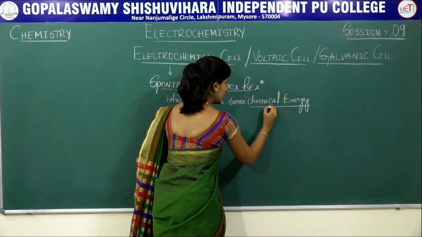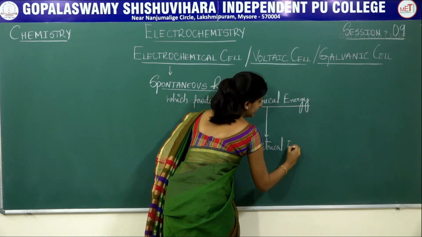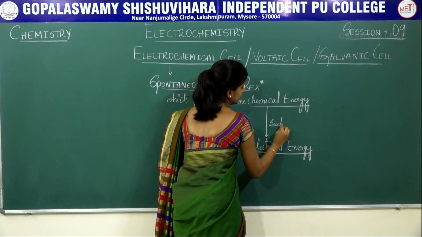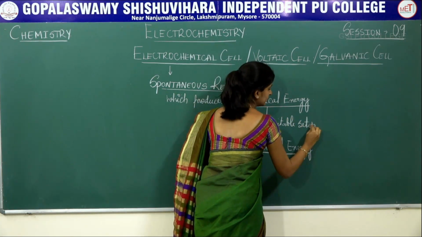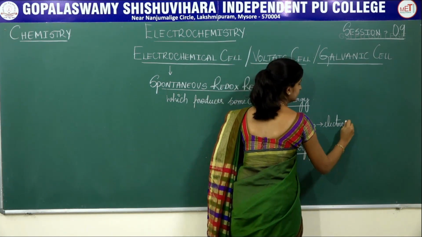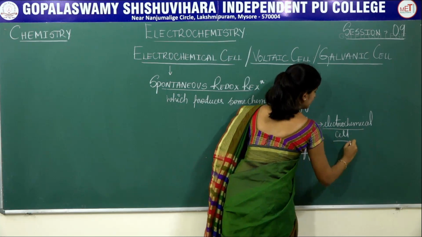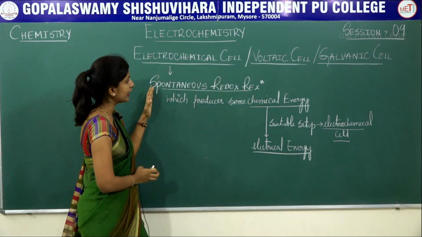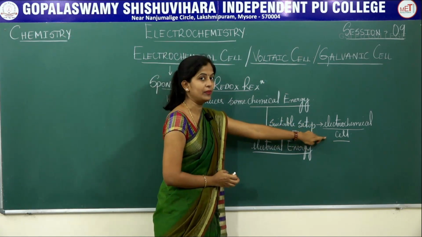This chemical energy you are converting into electrical energy through a suitable setup. You require a setup for that. Let us see what that is. The suitable setup is nothing but your electrochemical cell. An electrochemical cell is a setup wherein you convert the chemical energy produced by a spontaneous redox reaction into electrical energy.